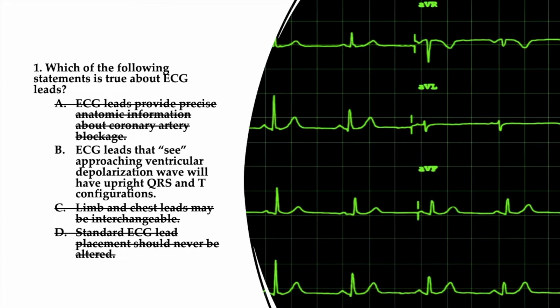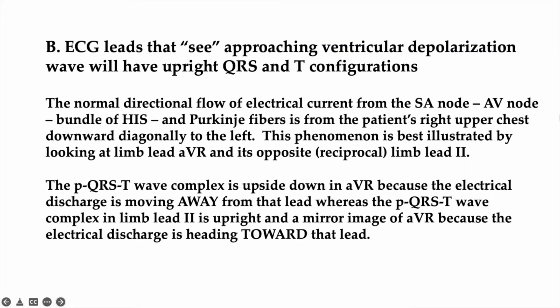The answer is B. ECG leads that see approaching ventricular depolarization waves will have upright QRS and T configurations. The normal directional flow of electrical current from the SA node, AV node, bundle of His, and Purkinje fibers is from the patient's right upper chest downward diagonally to the left. This phenomenon is best illustrated by looking at limb lead AVR and its opposite, or reciprocal, limb lead 2.